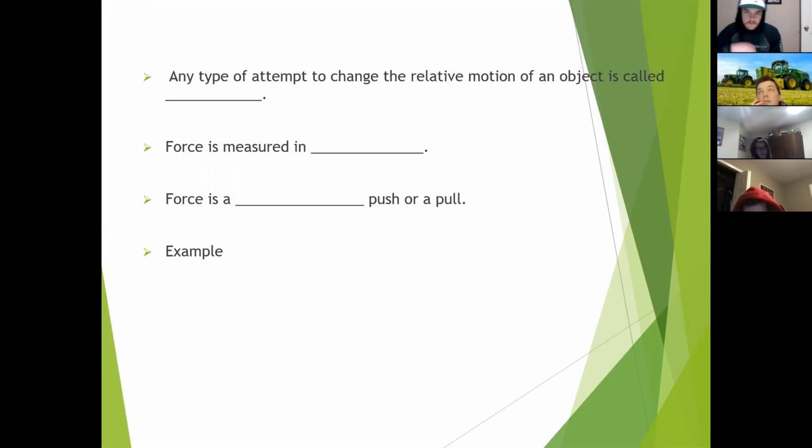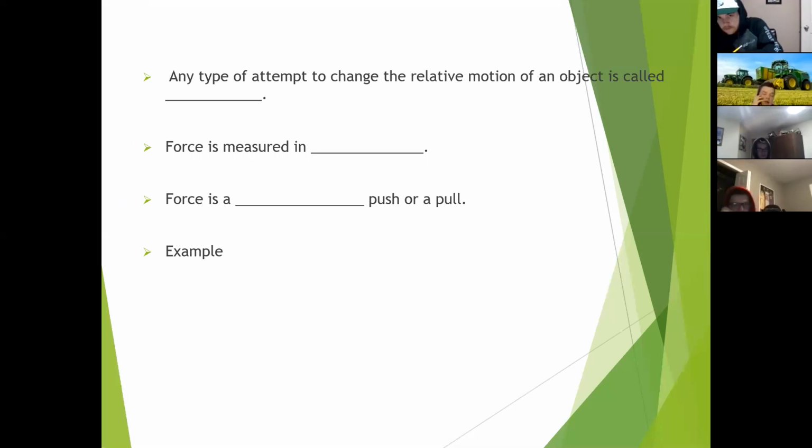What was that? Yeah, force. Good job. Because it's in the next question. Force is measured in? Yeah, if you haven't noticed, the answers are given away in the next question. What's force measured in? Newtons, yeah.